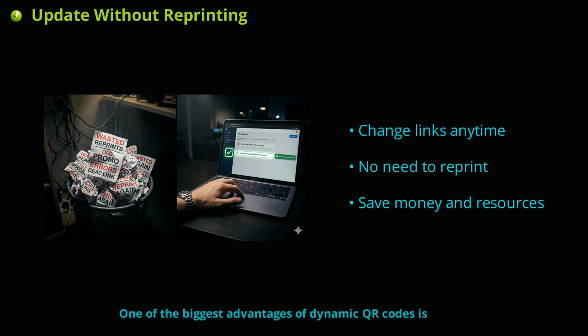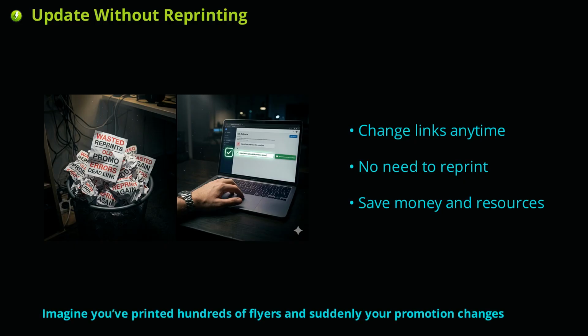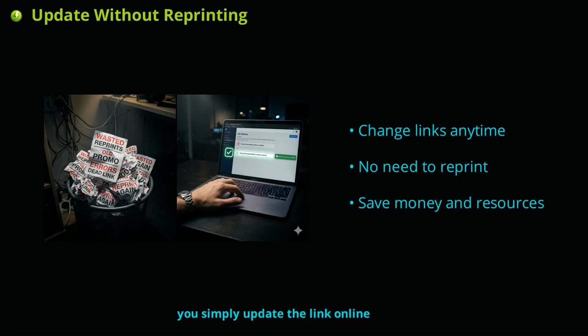One of the biggest advantages of dynamic QR codes is the ability to update the destination link at any time. Imagine you've printed hundreds of flyers and suddenly your promotion changes. With static codes, you'd have to reprint everything. But with dynamic codes, you simply update the link online and all your printed codes instantly point to the new destination. This saves time, money, and reduces waste, making your marketing more flexible and sustainable.